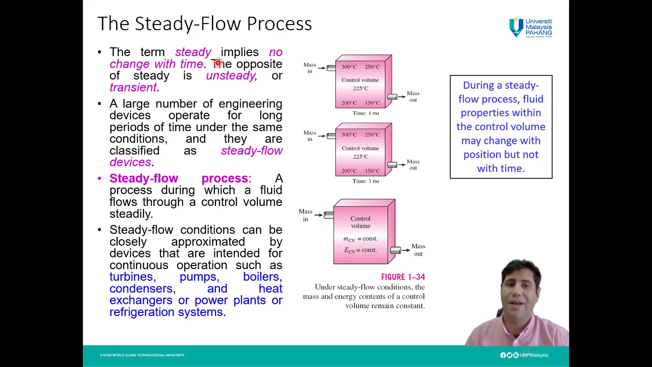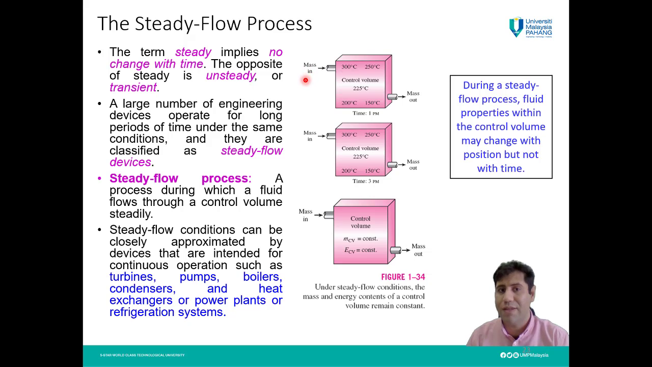The term steady implies no change with time. From now on, anytime we say something is steady, for example, a steady system, it means nothing changed about that system with time. If our pressure is steady in the system, it means it is not changing with time. Or when we say a ratio is steady, it means the ratio is not changed with time. I mean, steady means no change with time. And the opposite of steady is unsteady or transient. Here we have steady flow to the system.